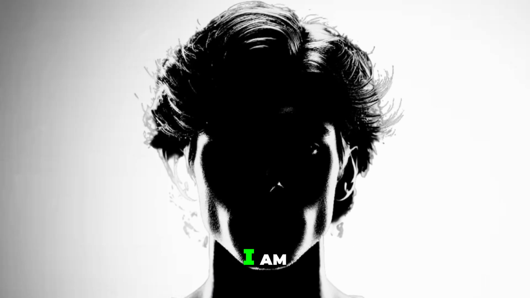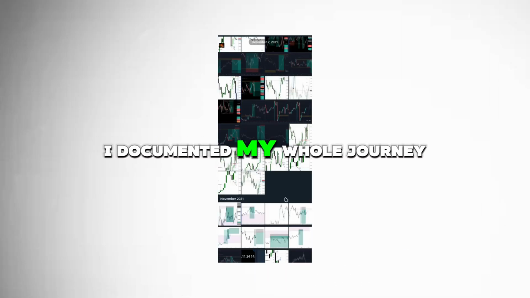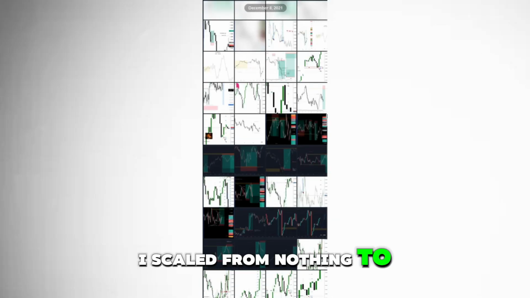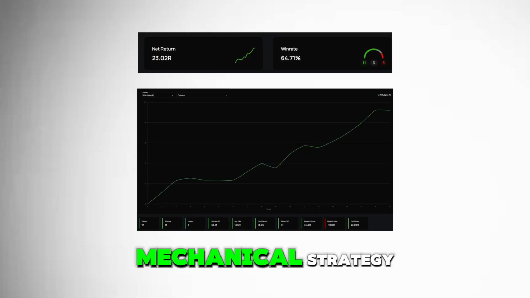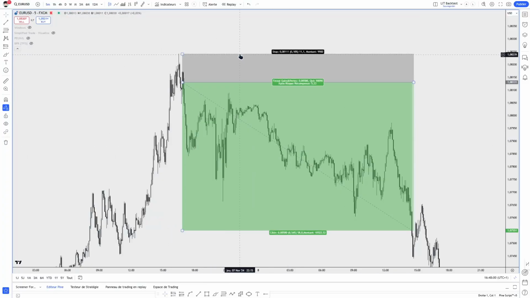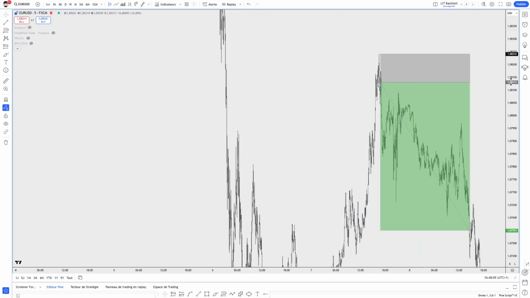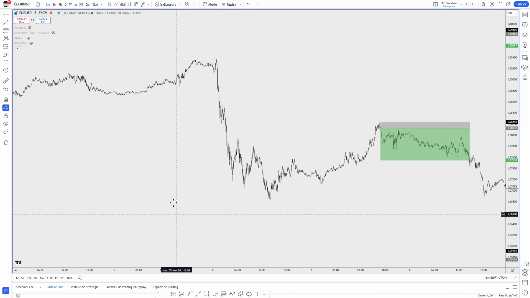If you don't know who I am, I've been trading for 5 years, I documented my whole journey, I scaled from nothing to managing 7 figures of private investor capital, and I'm trading an objective mechanical strategy. This is the exact trade I took, but first, I just want to explain what an objective mechanical system is for me.